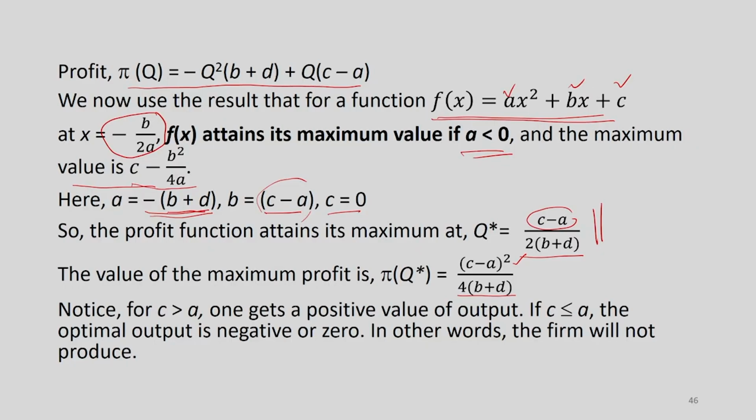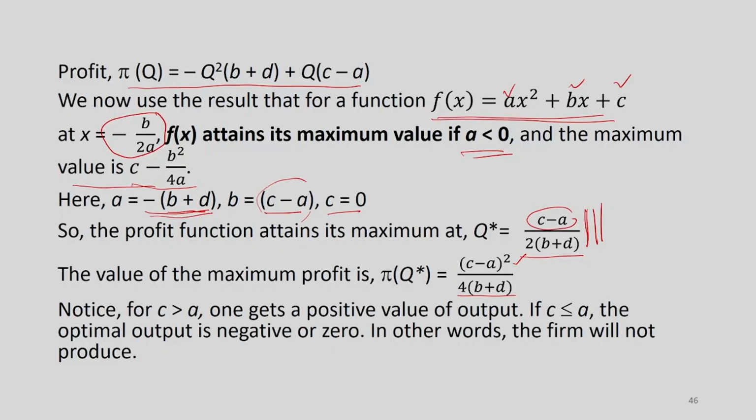Notice, if c is greater than a, one gets a positive value of output, right. So, this can be valid only if you have c greater than or equal to a. In that case q star is positive. If c is less than or equal to a, then you are in trouble, because then q star will be negative or 0, and if you have q star negative, then that is not feasible. You cannot produce a negative amount of output, which basically means in that case the output will be 0.